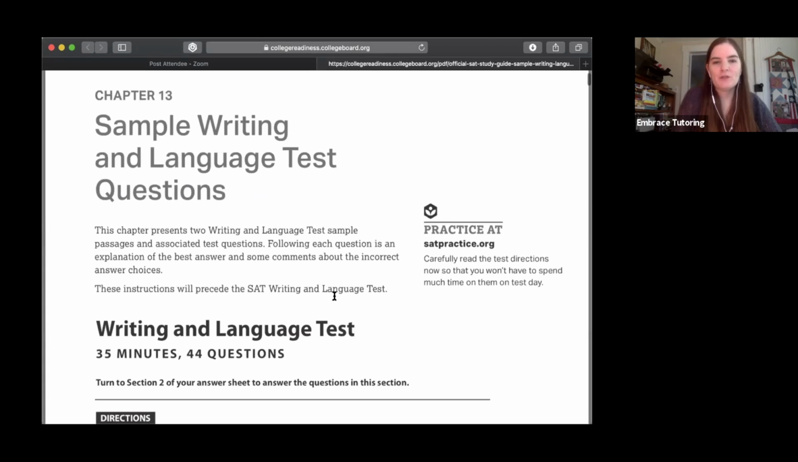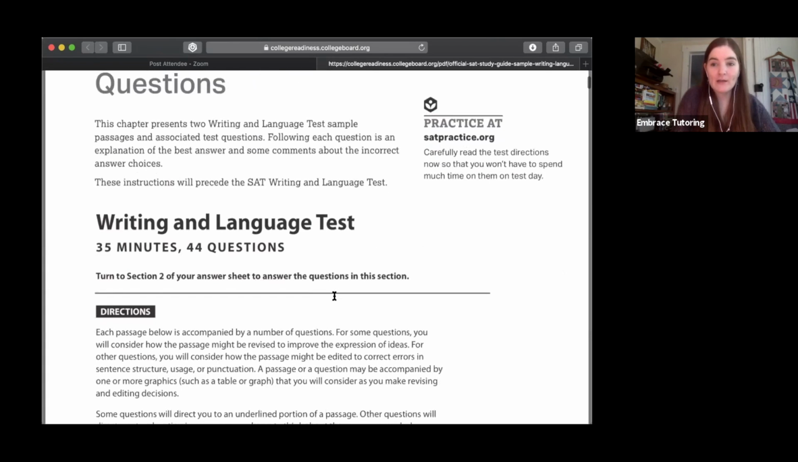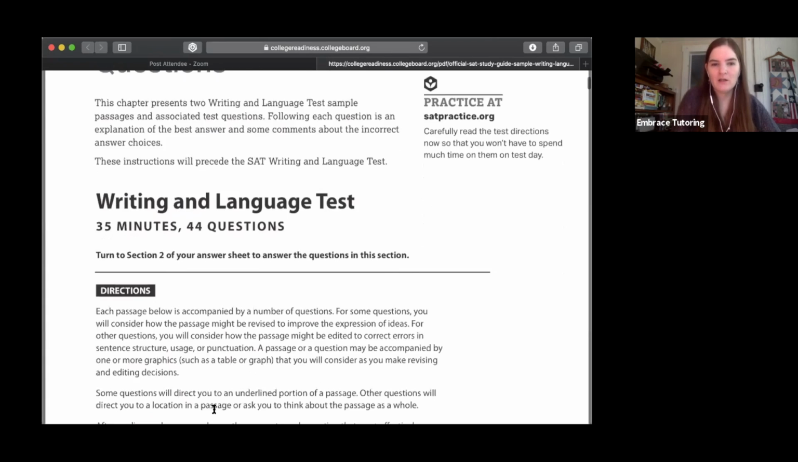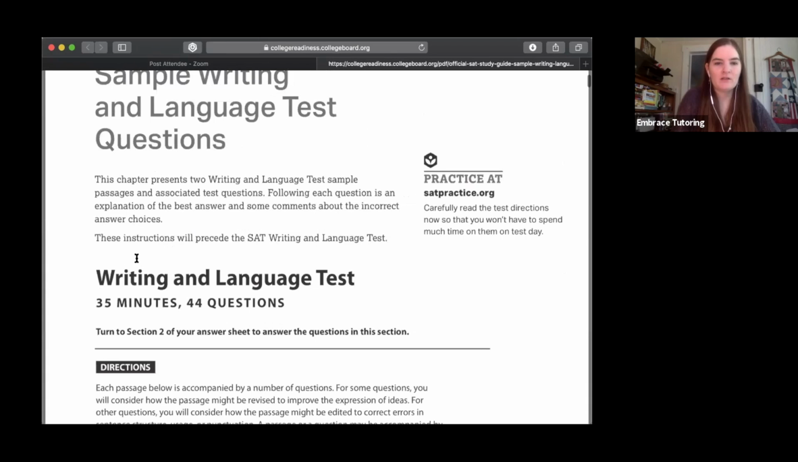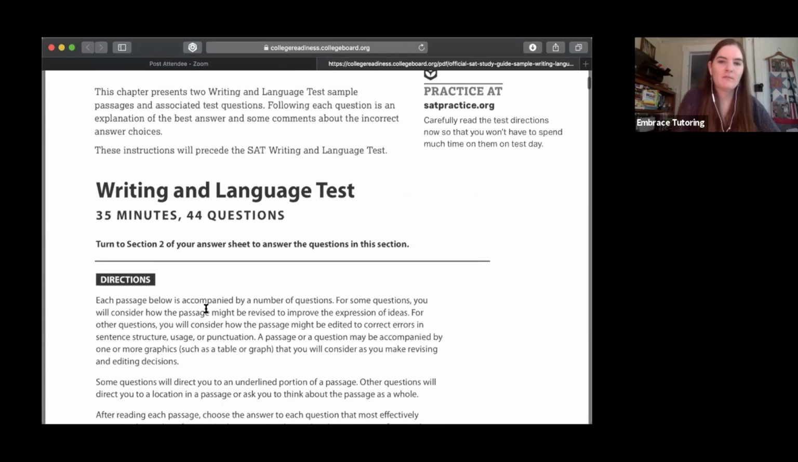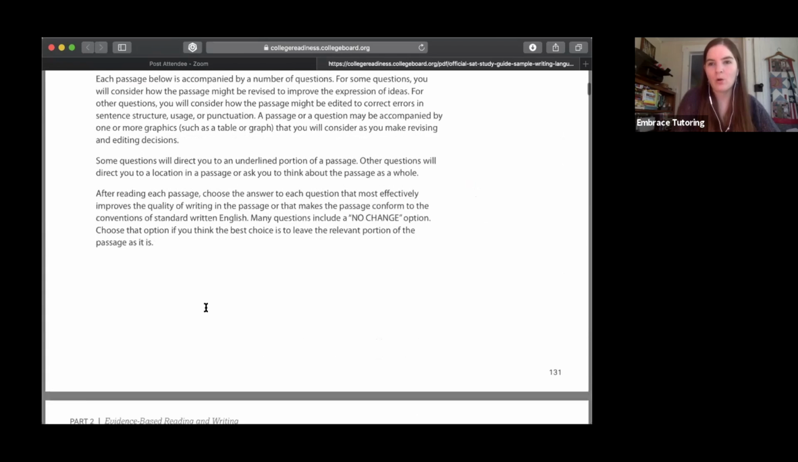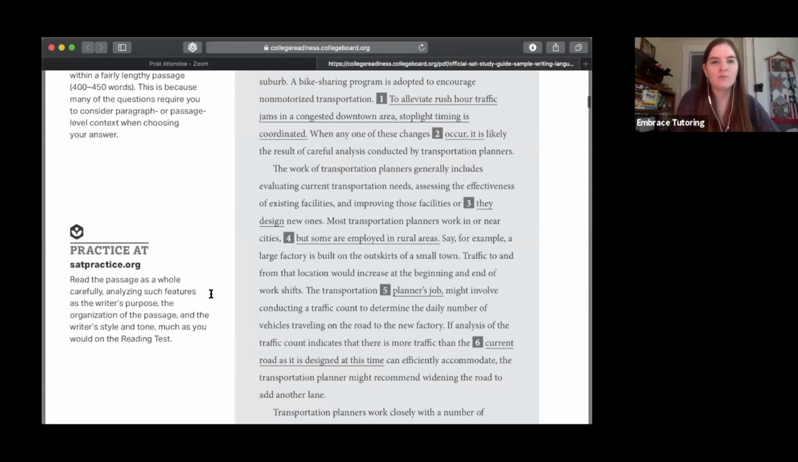Chapter 13, which is sample writing and language test questions. So this is the College Board's breakdown for this chapter. This is dealing with our writing and language test, where they go through the instructions that are the standard introduction to this section, which everyone is by now very familiar with, okay, or should be.